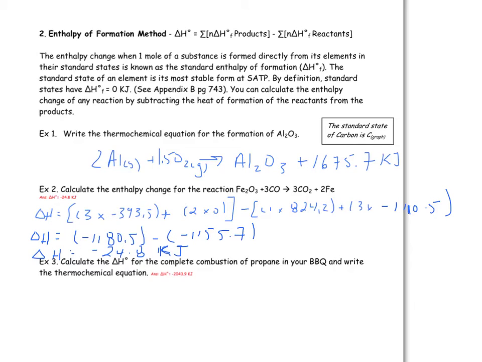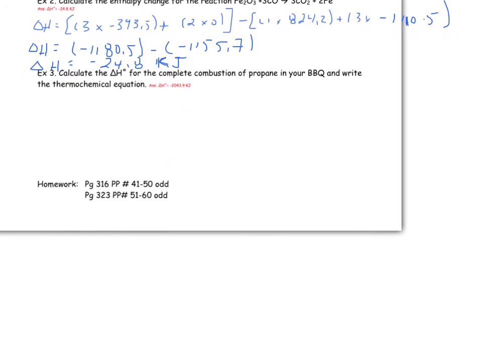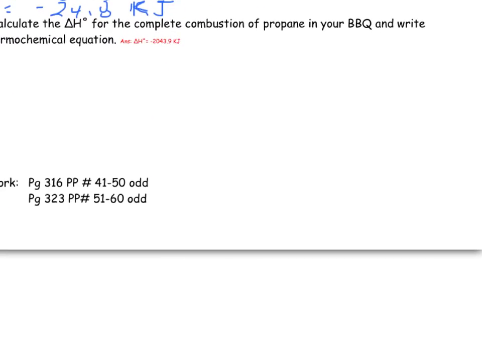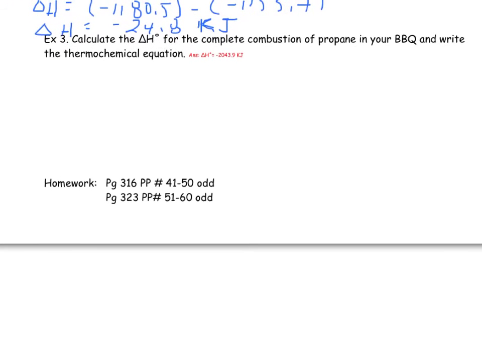Pause the video here and try out example 3. Calculate the enthalpy change for the complete combustion of propane in your barbecue, and write the thermochemical equation. Here's the answer for example 3. Let's start by writing a balanced chemical equation. Propane has the expanded molecular formula CH3, CH2, CH3.